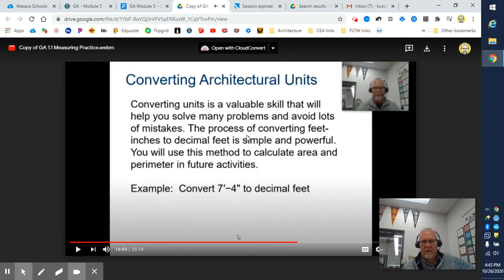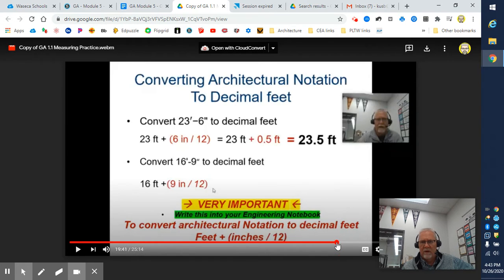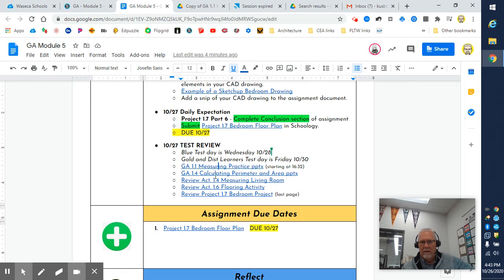That talks about, I guess it's about 16:50, the key area, converting architectural units to decimal feet. If you remember some of the keys to that, I think I have a highlighted portion here. To convert architectural notation to decimal feet, you take the feet plus the inches divided by 12. So in this case, 23'6" is 23 plus 6 divided by 12. Just go ahead and review that. That should help you figure that out. That becomes 23.5.